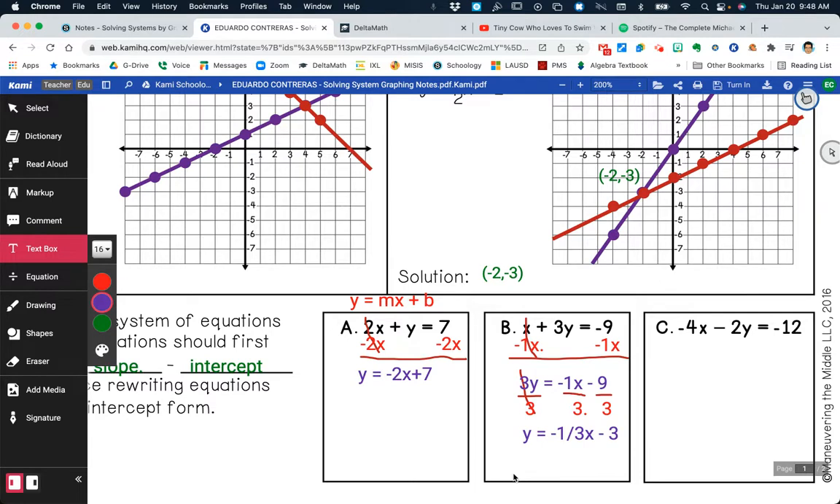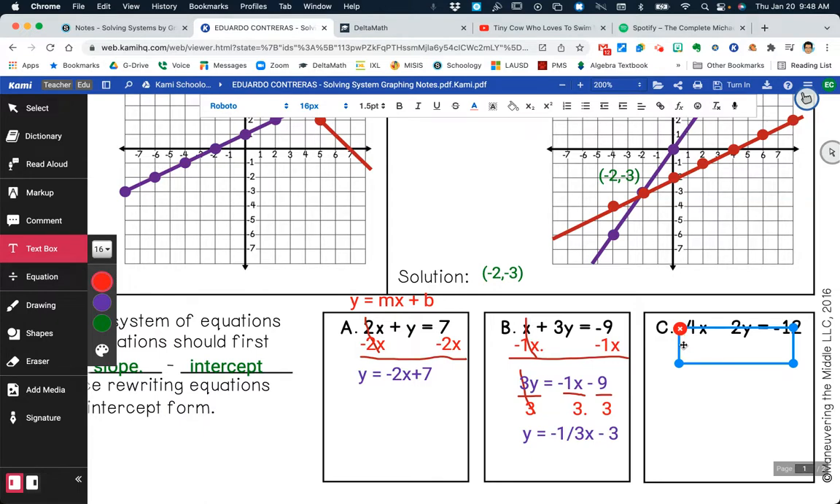So let's just do one more, letter C. And then we'll graph a couple, and then we'll go on to the assignment. Okay, so let's fix this one. I just want you to get comfortable with the process again. We want to get rid of everything except the y. So let's start with negative 4x. We want the opposite of negative 4x: plus 4x.